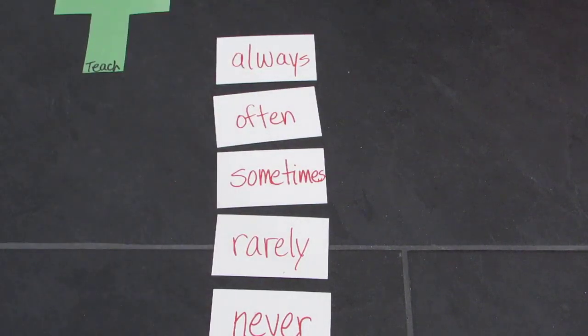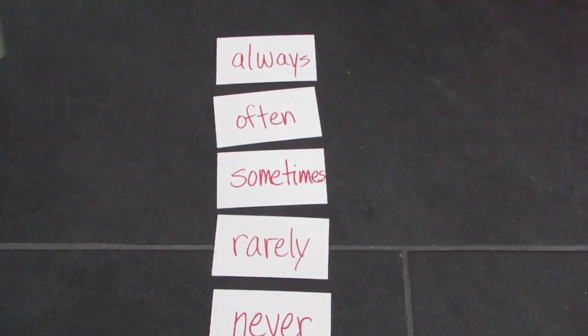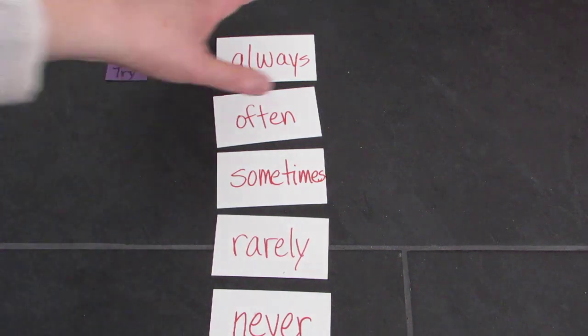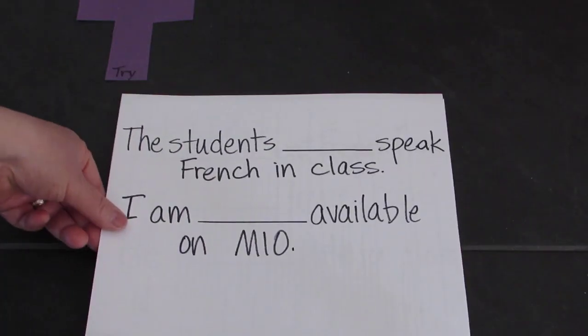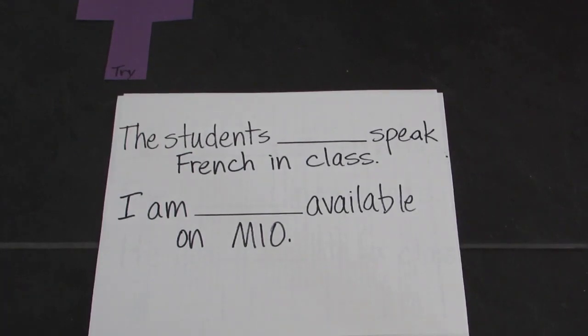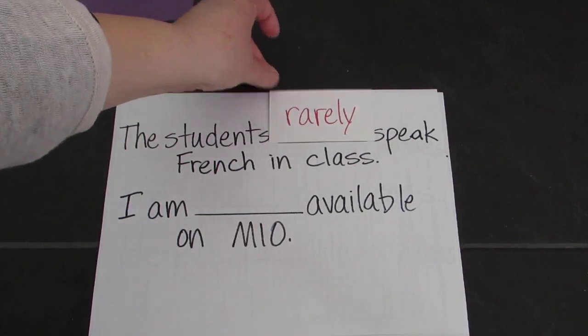So then I would teach that lesson, and then I would want to check to see how much my students have learned. So I would go to the try. So here we go. Normally I would have a sentence, and then I would get the students to put one of the words in there, and that's the try. The try just means to practice. So I would say the students speak French in class. How often do I think the students speak French in class? I would say rarely.